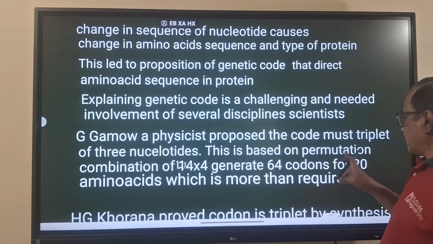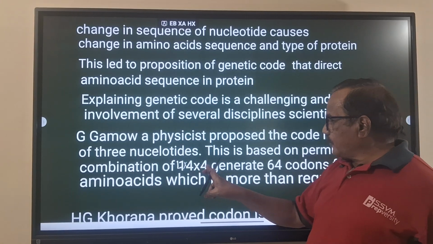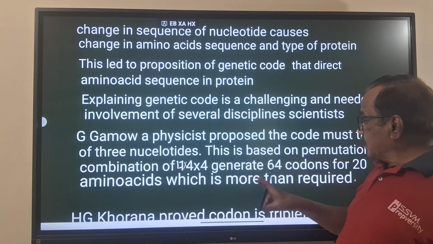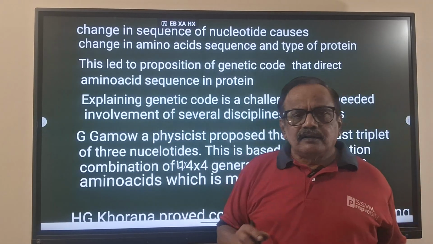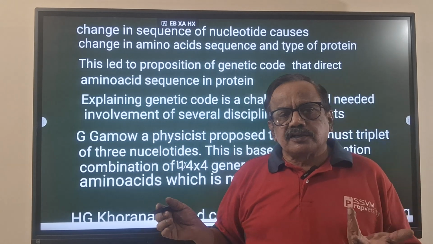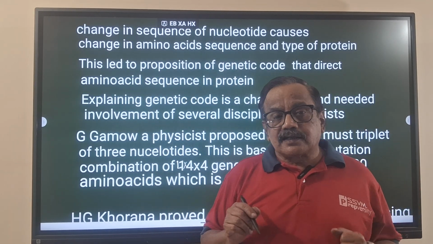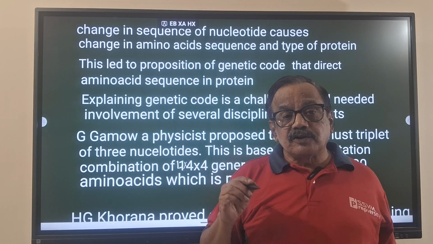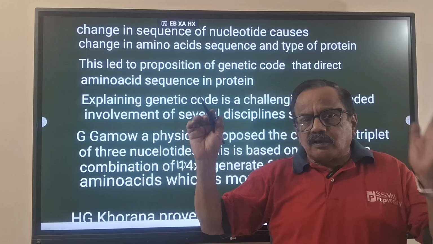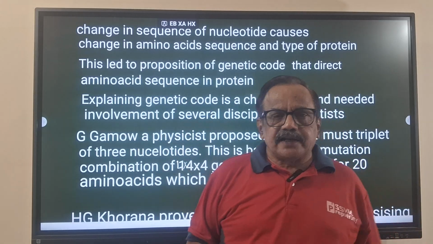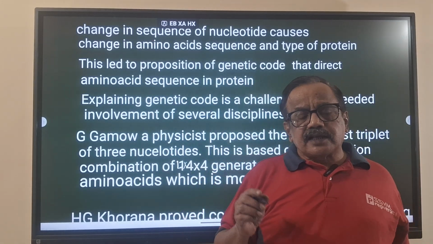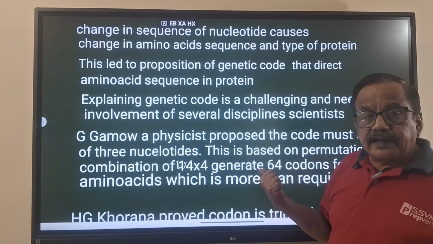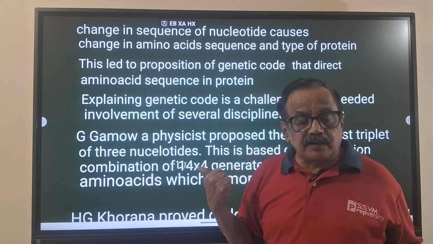This, based on permutation combination of 4 into 4 into 4, generated 64 codons for 20 amino acids, which is more than required. Amino acids are 20, codons are 64. So what does it indicate? Some amino acids must be coded by more than one codon. Then only it can be explained. First, the scientists took it as a challenge, and it was guided by the proposal Gamow had given.